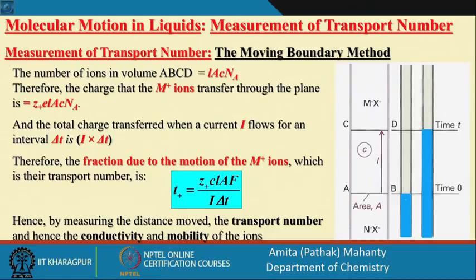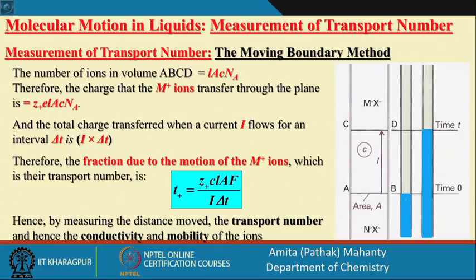The total charge transferred when you have a current I flowing for an interval delta t is equal to I into delta t. The total current which is flowing through the system is I, and if the interval is delta t, then the total charge which is going to be transferred is I into delta t.